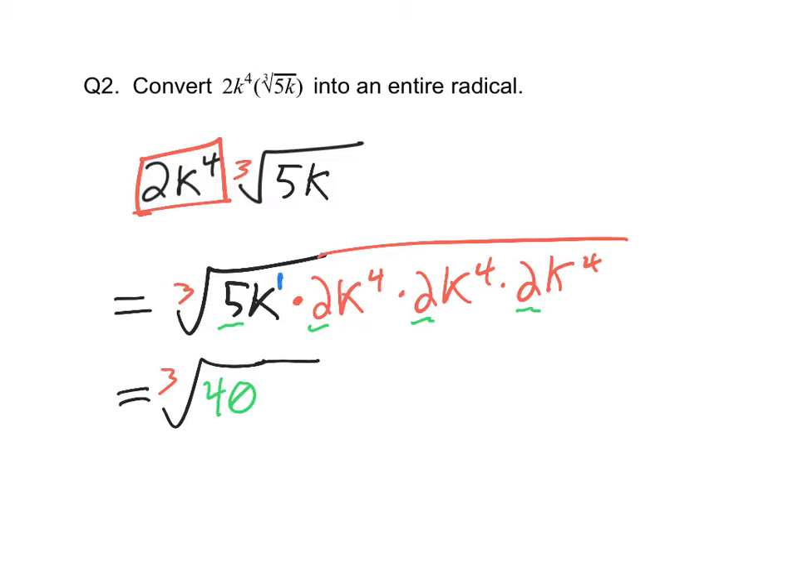So we have k to the power of 4, 3 times. That gives us k to the power of 12. And then we have k to the power of 1. So that's going to give us k to the power of 13. We're multiplying these values of k together. The base is the same, so we're just going to add all of these exponents. So our final answer is the cube root of 40k to the power of 13. So that's converting it into an entire radical.